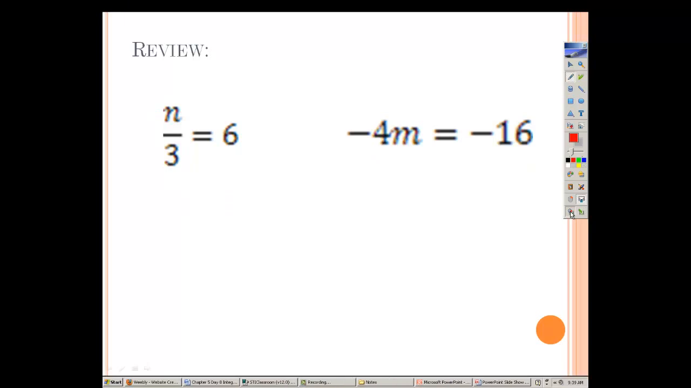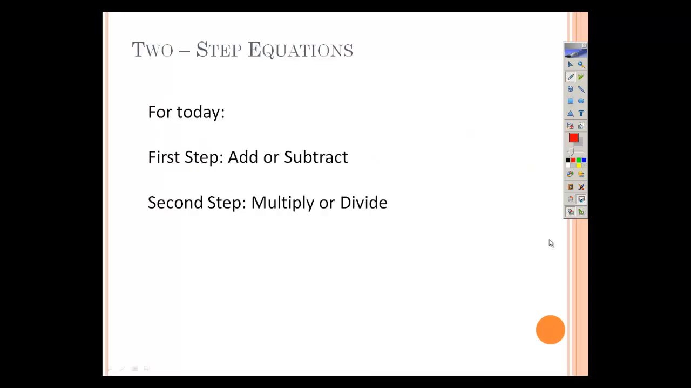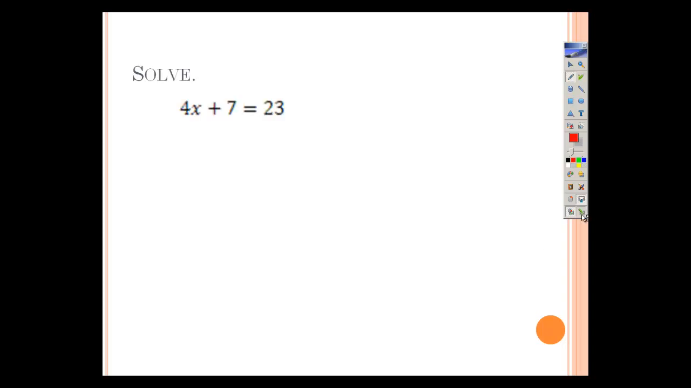But today, we're going to add another step. There's going to be two steps. And what I want you to do is always, always, always add or subtract first, and multiply and divide second. Always in that order. Add or subtract, then multiply or divide. It's kind of the opposite of the order of operations. You start at the bottom of the ladder.